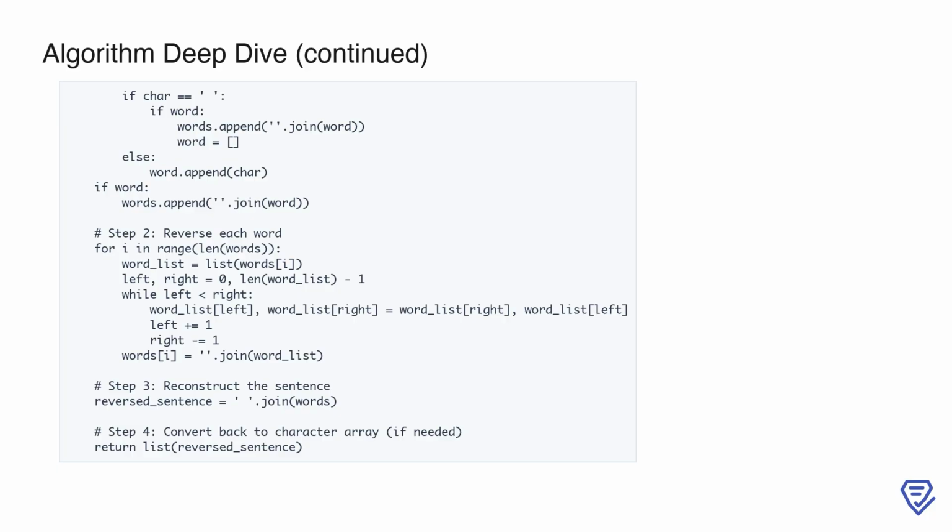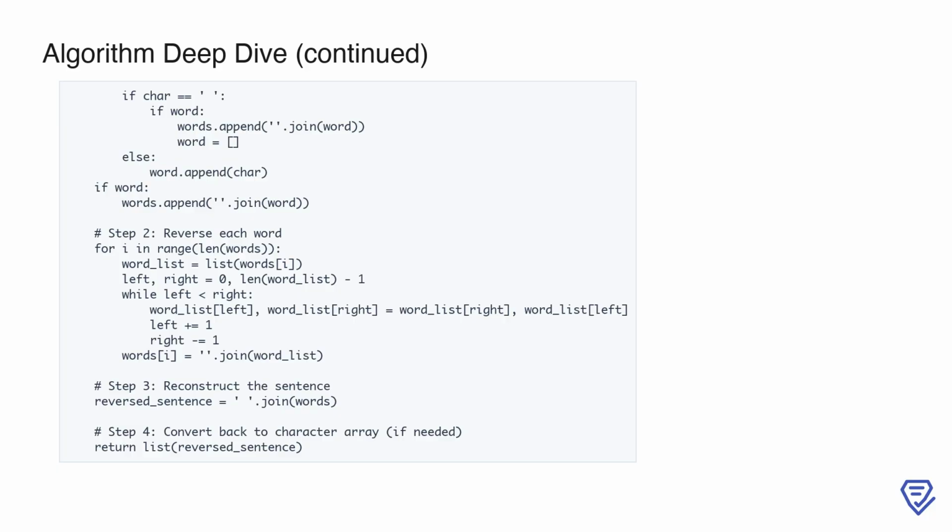Next, we reverse each word in the list. This involves converting the word into a list of characters, then using two pointers to swap elements from the start and end until they meet in the middle. Once reversed, the characters are joined back into a string and replaced in the list.